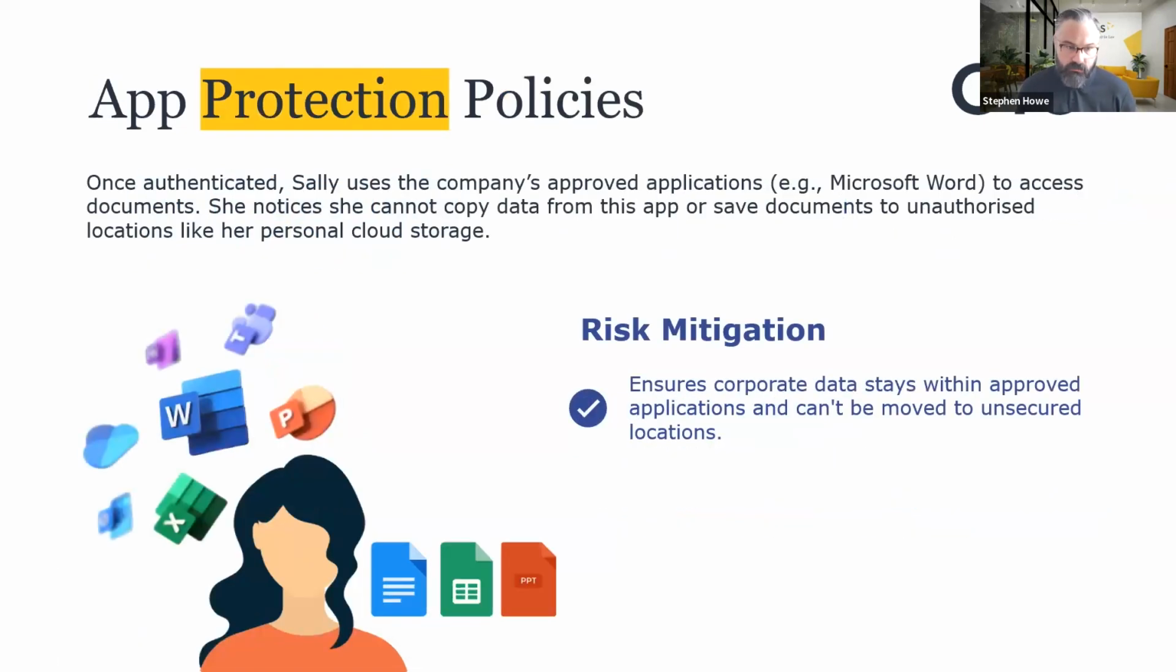We've then got app protection policies. So once authenticated, Sally's going to be using company approved applications like Microsoft Word, PowerPoint, Excel, Teams to access documents and work on them. She's going to notice that she might not be able to copy data from those applications or save those documents to unauthorized locations like personal cloud storage if it's a BYOD device. So we can control the actual data and the application. So what that does is that ensures your corporate data stays within approved locations and can't be moved to unsecure ones. So again, further mitigating risks.